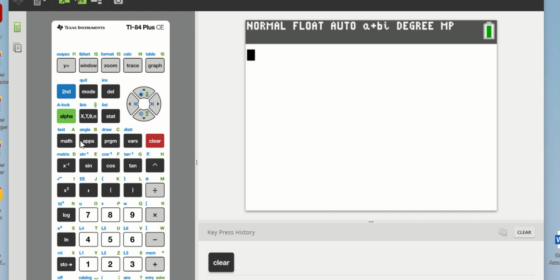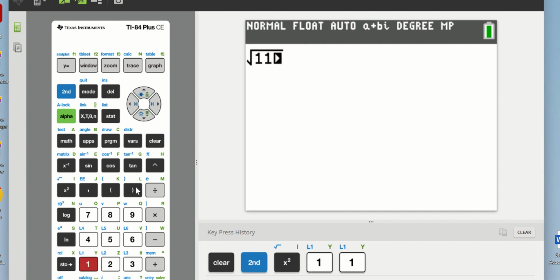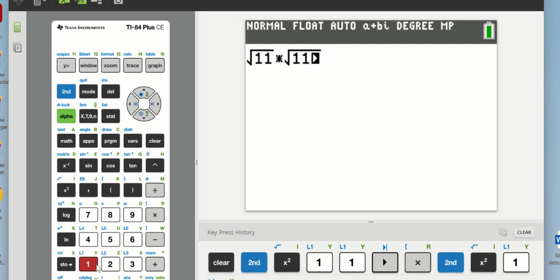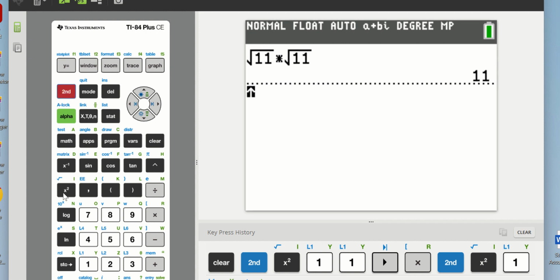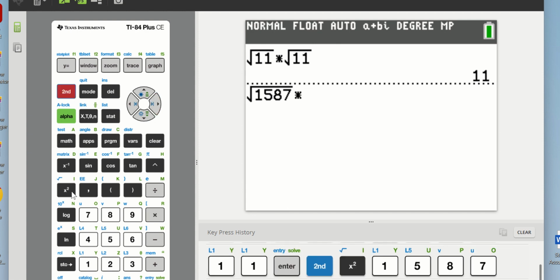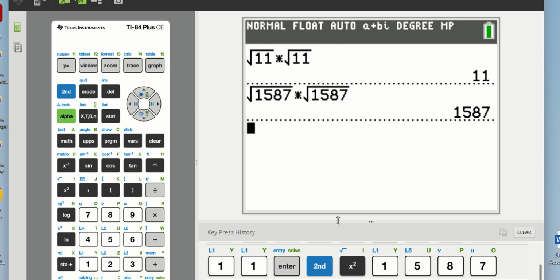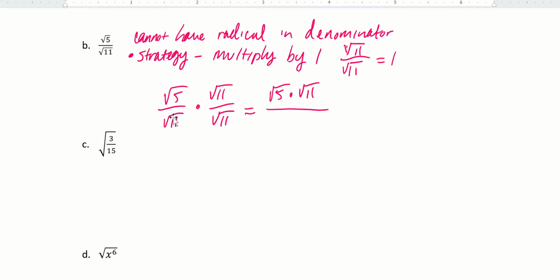Now I want to show you something. If you do the square root of a number times the square root of the same number, your product is just going to be the number under the square root symbol. So the square root of 11 times the square root of 11 is 11. You could try that with anything. So the square root of 1,587 times the square root of 1,587 is 1,587. So if I go back here, the square root of 11 times the square root of 11 is just 11.